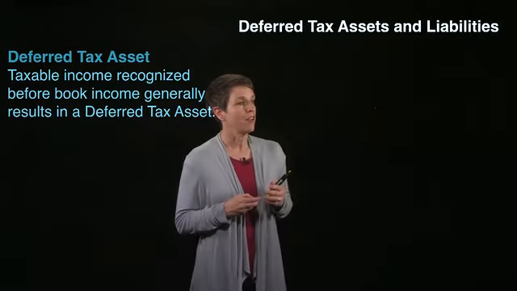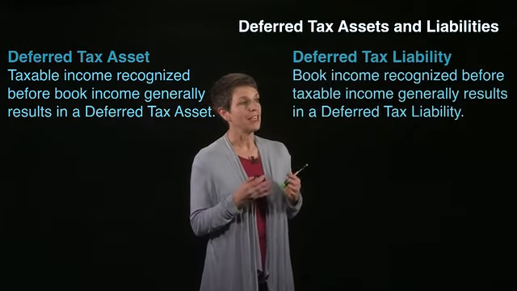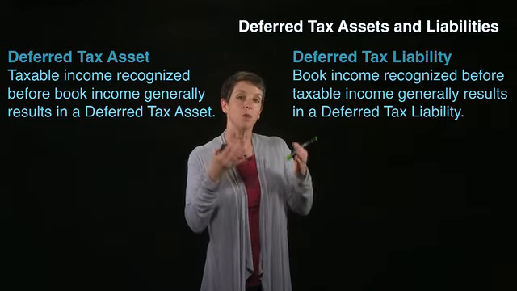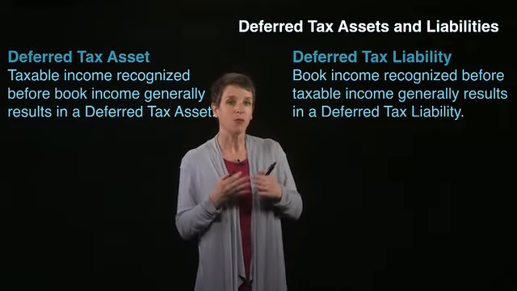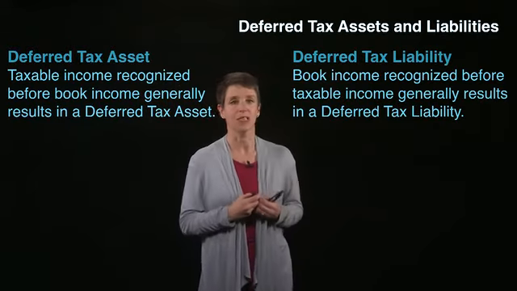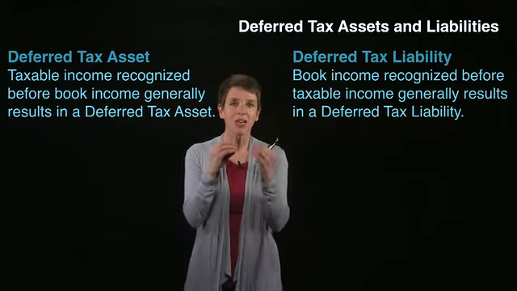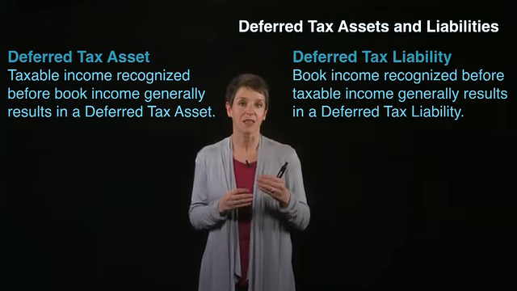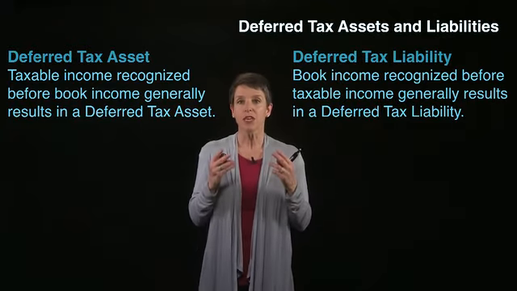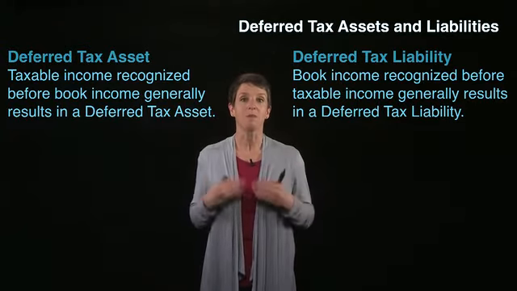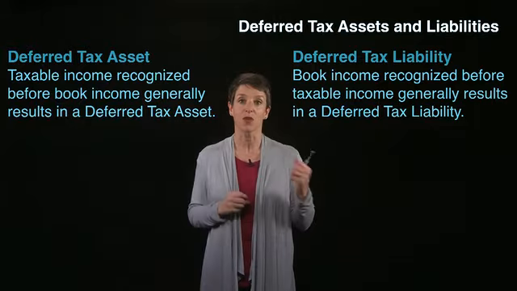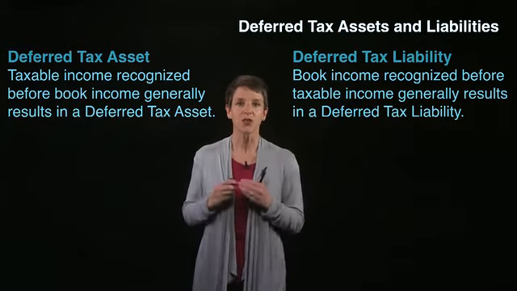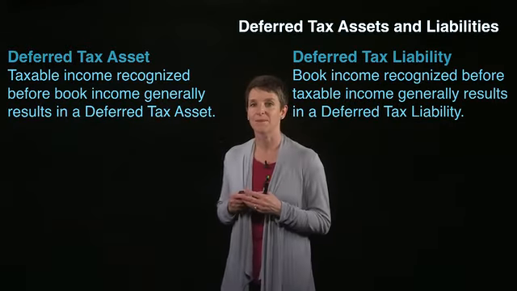When we have a deferred tax liability, it's generally because we've had book income before we've had taxable income. Now remember, income is the result of revenues and expenses. So there are two cases for each of these that might generate a DTA or a DTL. Let's look at the two cases for a deferred tax asset.